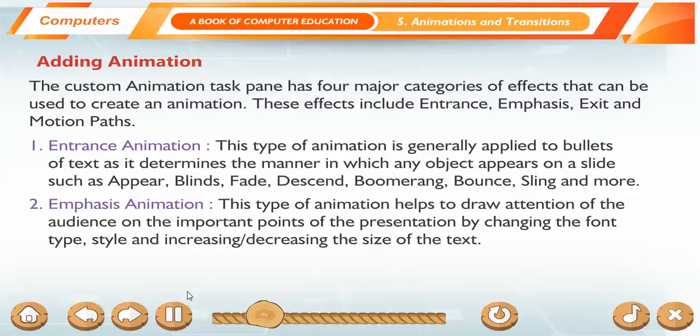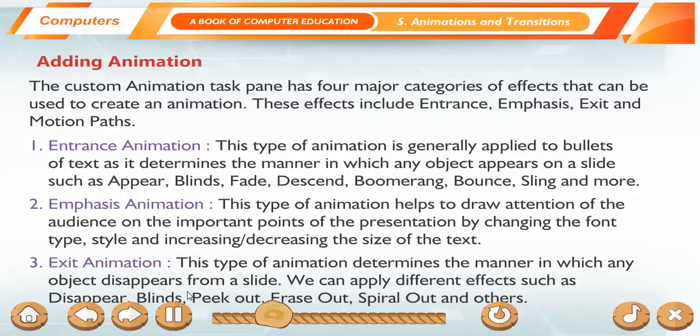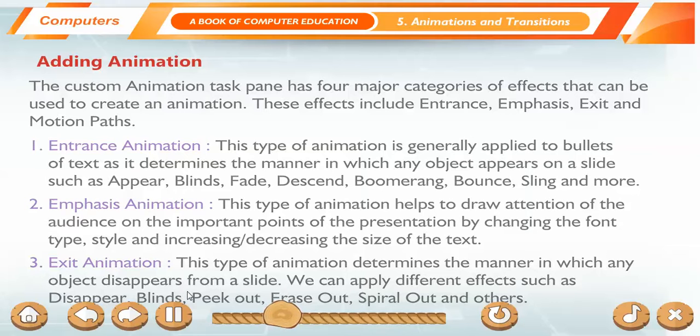Emphasis animation. This type of animation helps to draw attention of the audience to the important points of the presentation by changing the font type, style, and increasing or decreasing the size of the text. Exit animation. This type of animation determines the manner in which any object disappears from a slide. We can apply different effects such as disappear, blinds, peek out, erase out, spiral out, and others.